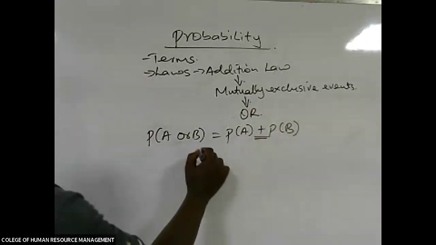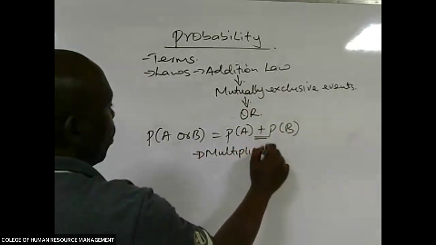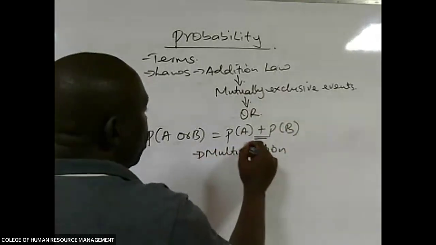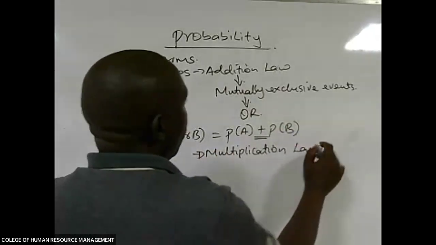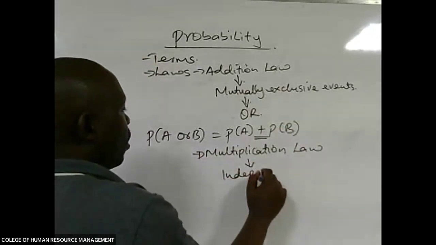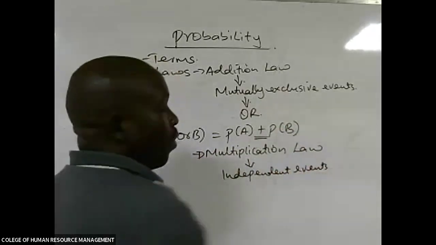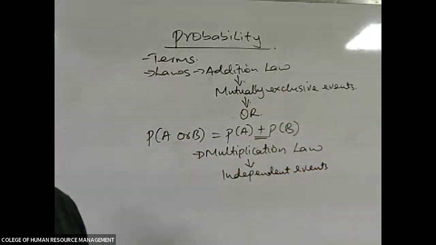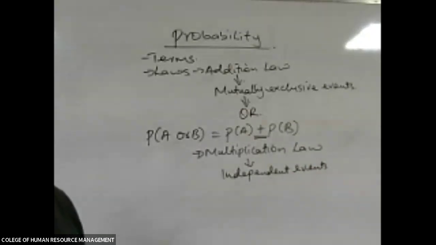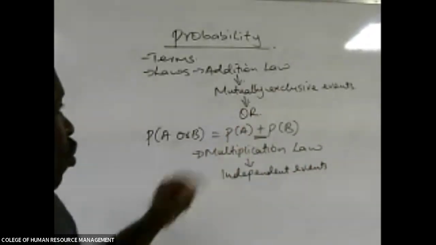Then the second law we know is about the multiplication. The multiplication law. This one is applicable for independent events. Those events which are not related, the happening or non-happening of one event does not affect the happening or non-happening of the other event. We normally apply the multiplication law.